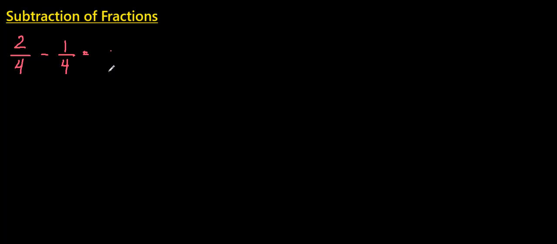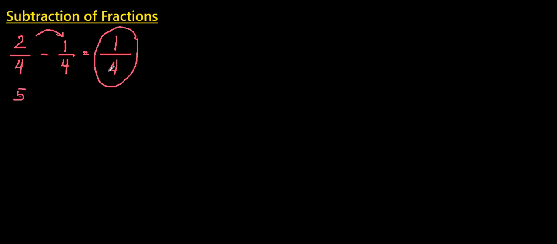For today's video, we're gonna learn about subtraction of fractions. But for now, we will focus on similar fractions only. So for similar fractions, it's also the same with addition of similar fractions. You just have to copy the denominator, then subtract the numerator. 2 minus 1 is 1, so the final answer is 1/4.